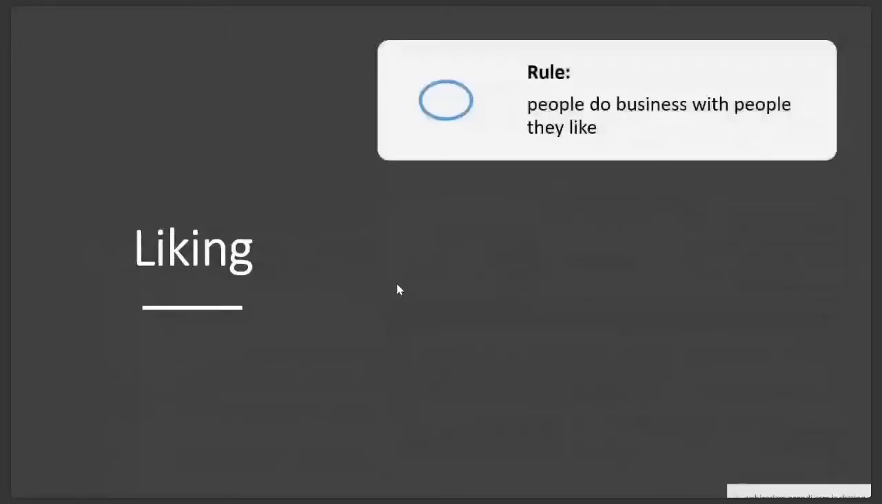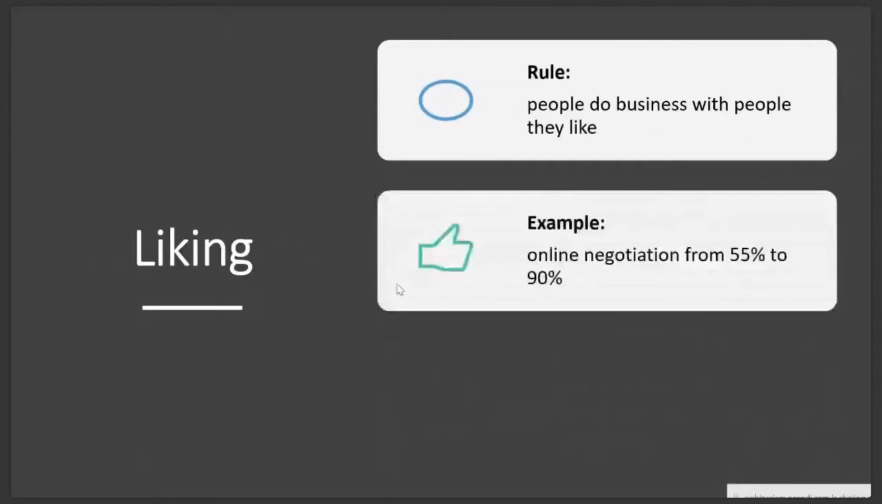People do business with people they like. You need trust, you need rapport in order to do a deal with someone. So if we use an example, there was a university in America that did a quick social psychology assessment. What they did is they took a group of 100 students.